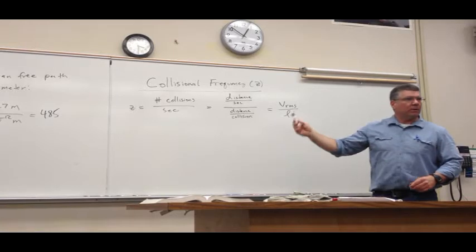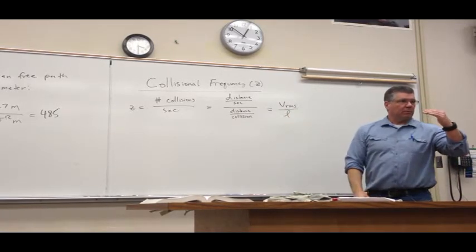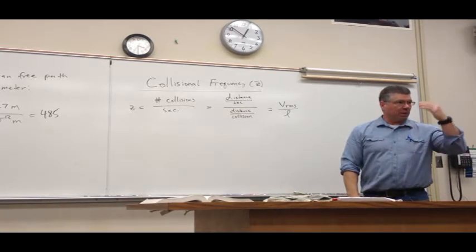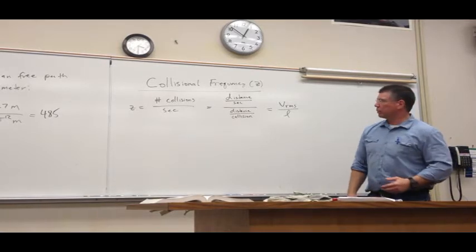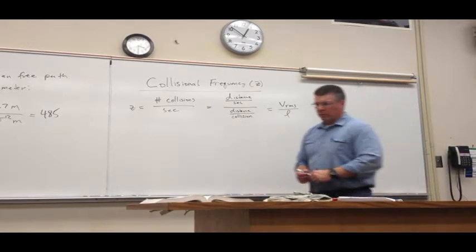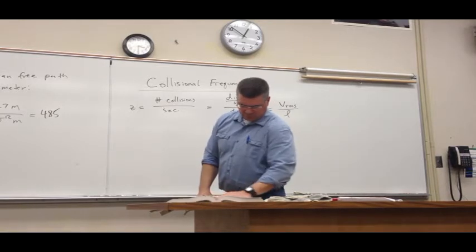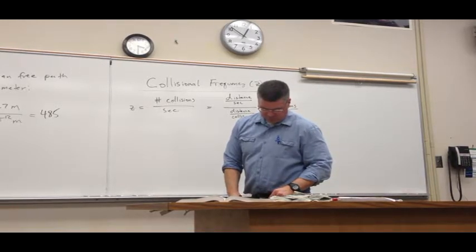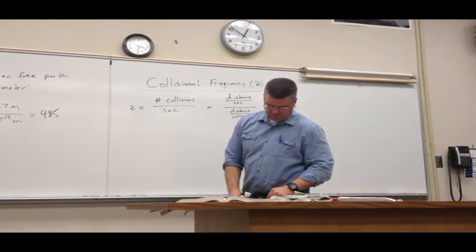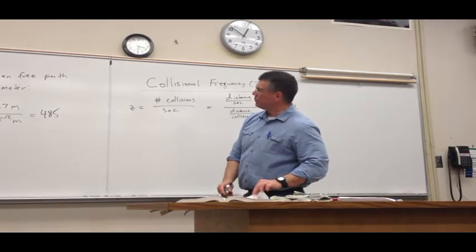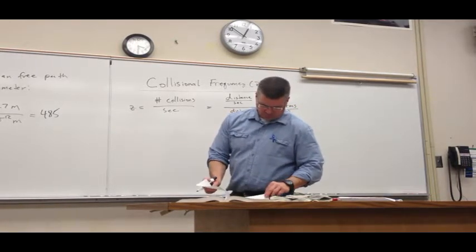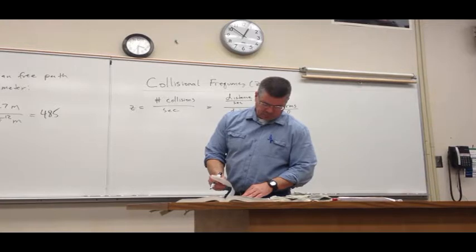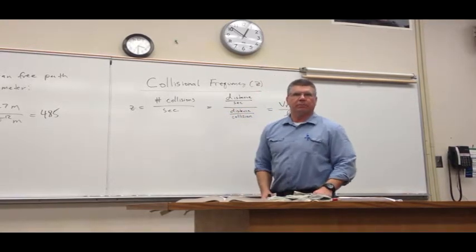Does that make sense? The distance per second, the root mean square speed, divided by the distance per collision will be how many collisions per second, right? The collisional frequency. So root mean square speed over the mean free path. So for hydrogen, let's see. Yeah, we already did the root mean square speed, didn't we? Yeah. Right. That was at 20 Celsius. It was like 1,900 or so meters per second, right?